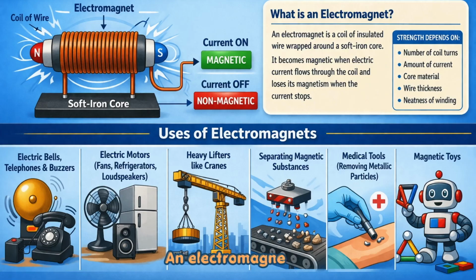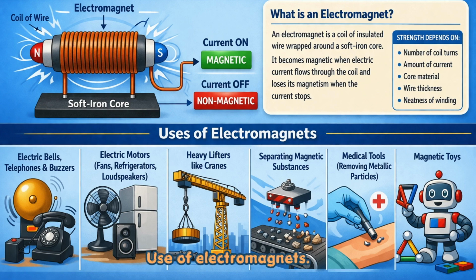Electromagnets. An electromagnet is a coil of insulated wire on a soft iron core that becomes magnetic when current flows and loses magnetism when it stops. Strength depends on coil turns, current, core type, wire thickness, and winding neatness.